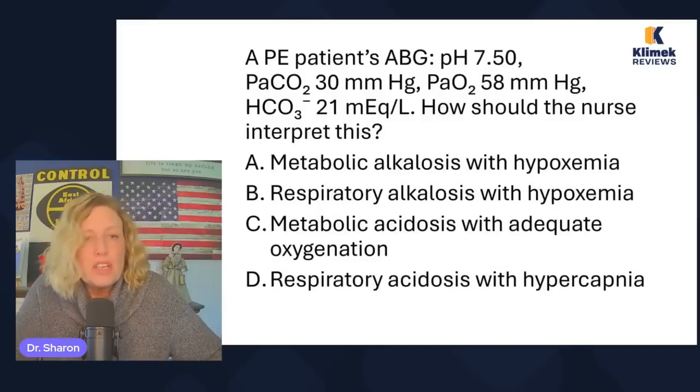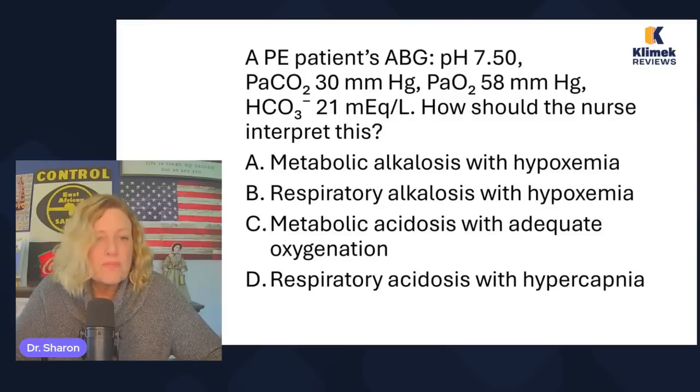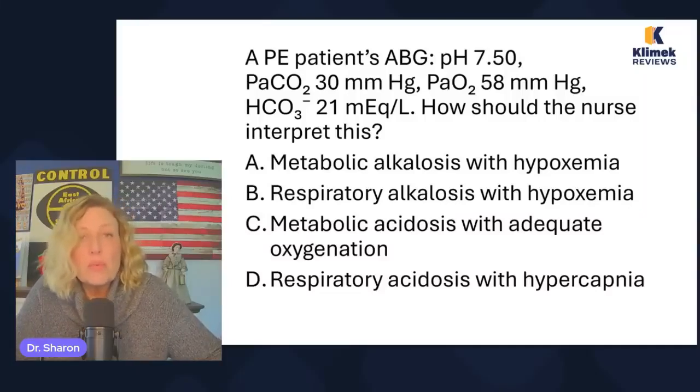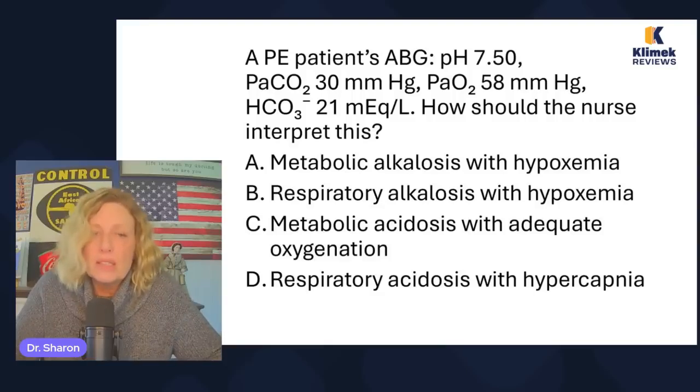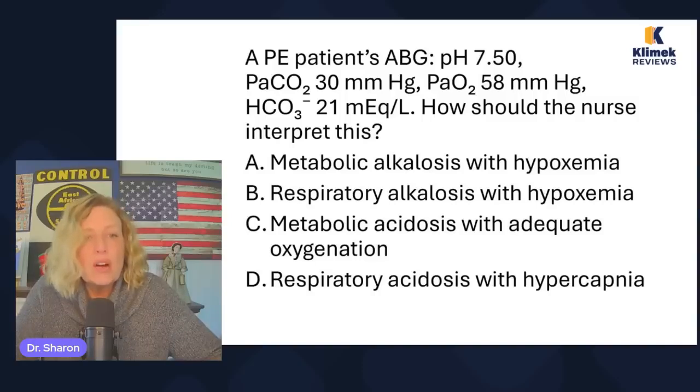A PE patient's ABG: pH is 7.5, PaCO2 of 30, PaO2 of 58, and a bicarb of 21. How should the nurse interpret this? Metabolic alkalosis, respiratory alkalosis, metabolic acidosis, or respiratory acidosis. All right. Well, first of all, it's 7.5. Normal is 7.35 to 7.45. So if the pH is high, it's alkalosis. So it's either A or B. Okay. And it says with hypoxemia, is that correct? 58 millimeters of mercury. It should be 80 to 100. So they're definitely hypoxic. Okay. So it's alkalosis, metabolic or respiratory. How do we tell the difference?